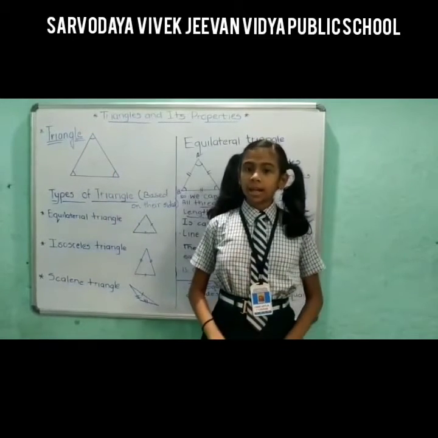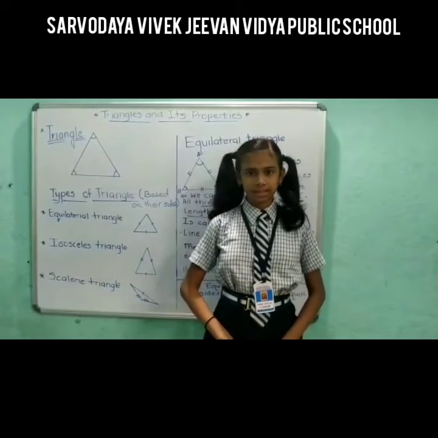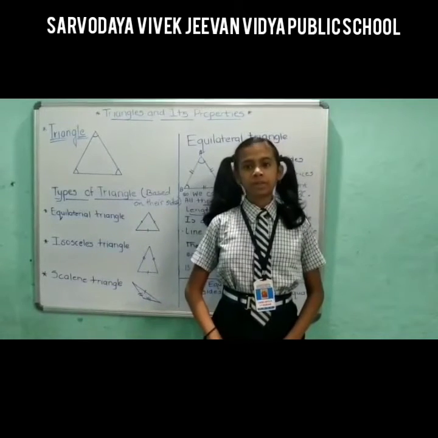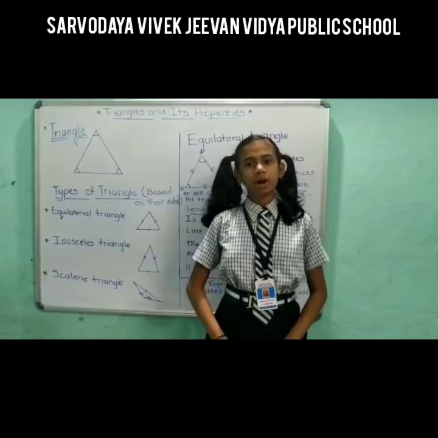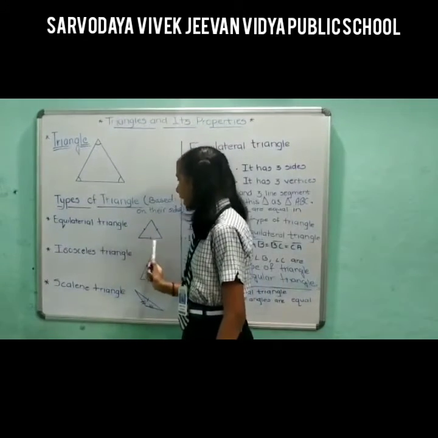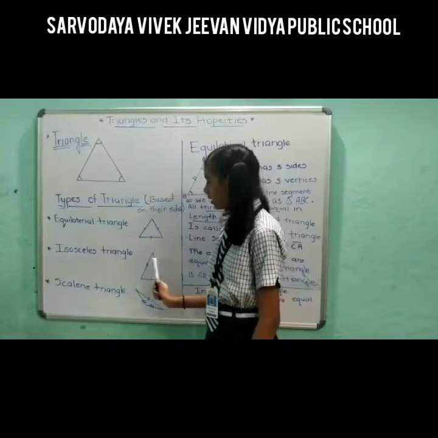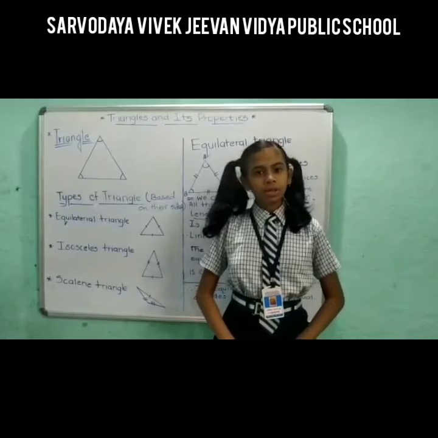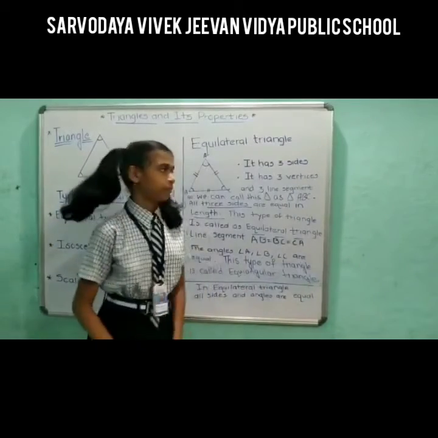A triangle can be classified on the basis of its sides and angle. So let us learn the different types of triangle based on the length of its sides. Types of triangle: equilateral triangle, isosceles triangle and scalene triangle. Today we are going to learn about equilateral triangle.